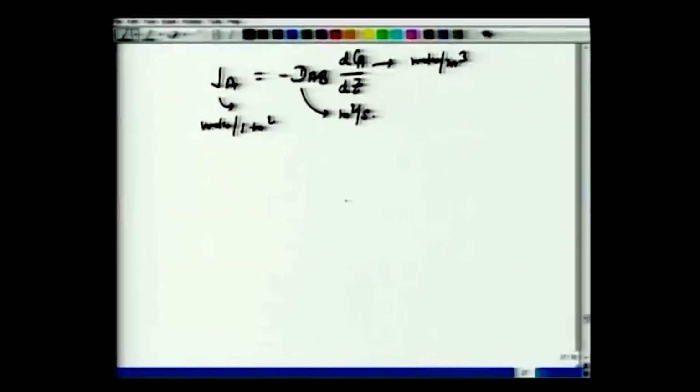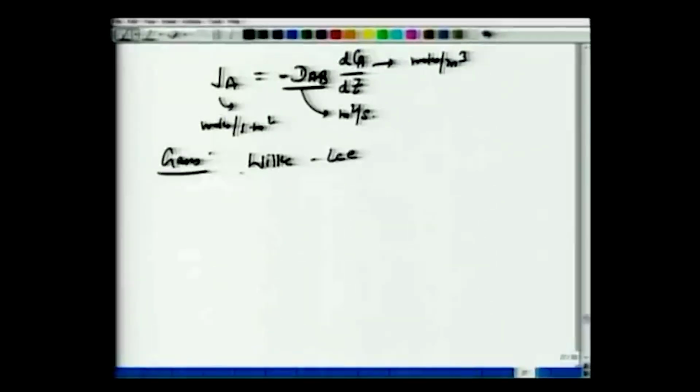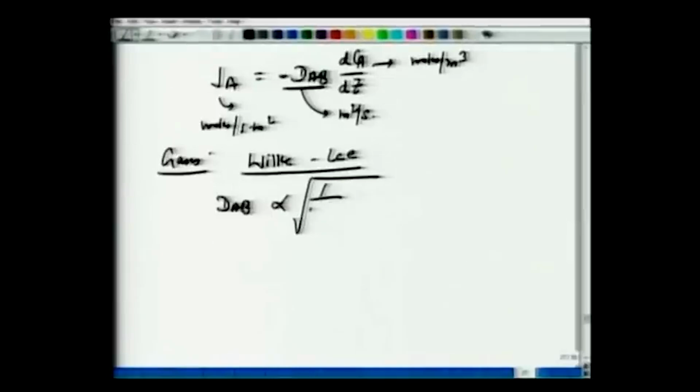Of course, there are experimental methods to measure DAB, and there are many models to predict this DAB. In general, for gases, one popular correlation, given by Wilke and Lee, which we must know at least, says that the binary diffusivity is proportional to the square root of 1 over Ma plus 1 over Mb. All it means is that lighter molecules will have larger diffusivity, and heavier molecules will have smaller diffusivity.